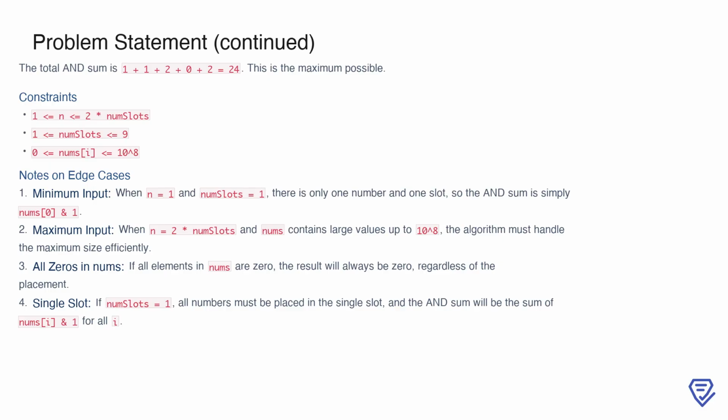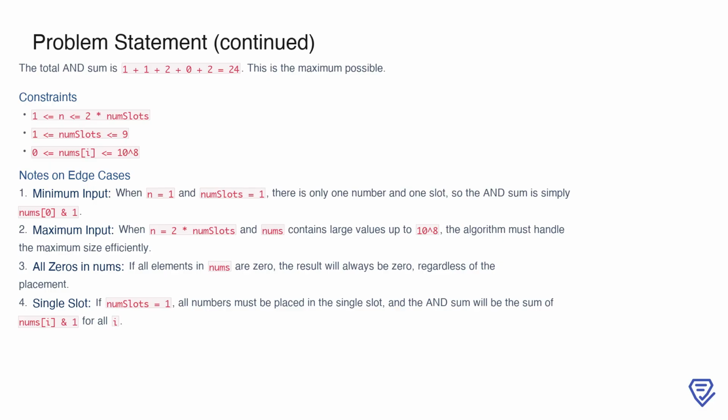Finally, let's summarize some constraints and edge cases for this problem. The constraints specify that the length of nums must be between 1 and 2 * numSlots, while numSlots can range from 1 to 9. Each number in nums can go up to 10^8.